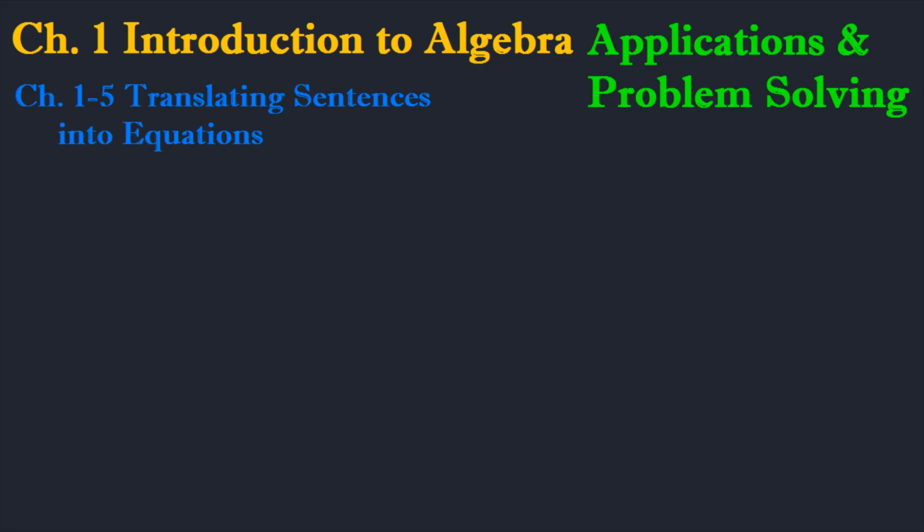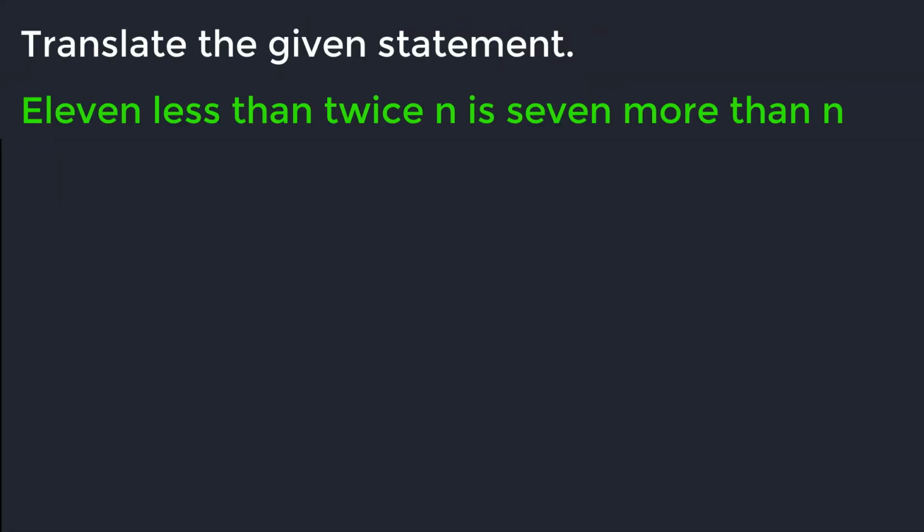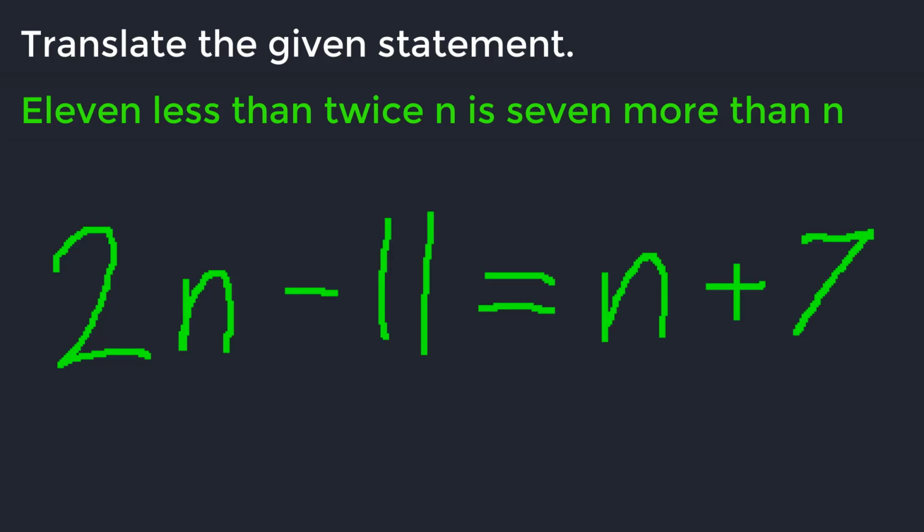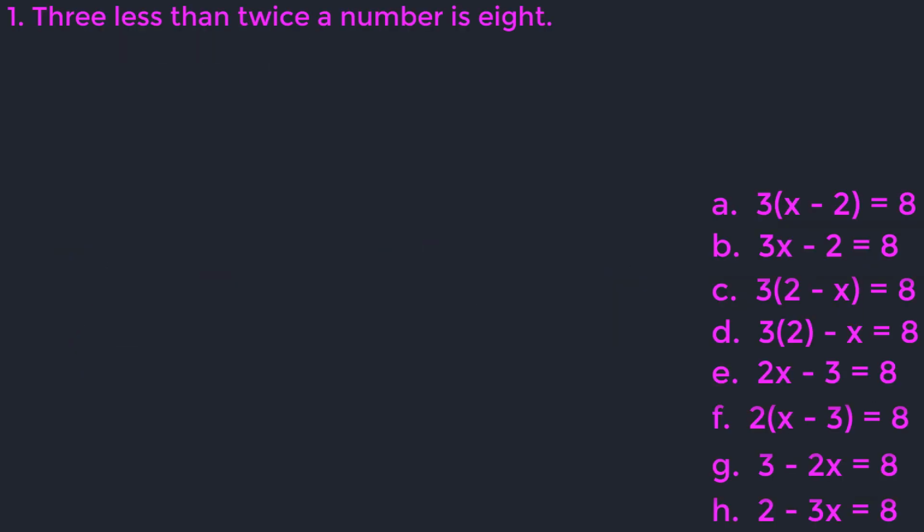I'll be translating sentences into equations. 11 less than twice n is 7 more than n. That would translate to 2n minus 11 equals n plus 7. I have a game here. I'll be matching the equations on the right with the sentences on the left. I recommend you push yourself to match the equation with the sentence before I do.